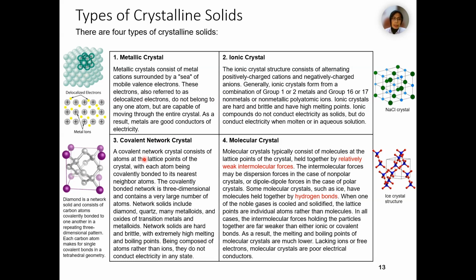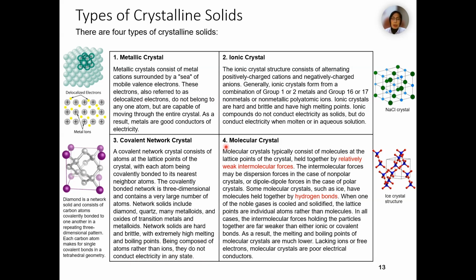The third is covalent network crystals. It is a crystal that consists of atoms at the lattice points of the crystal, with each atom being covalently bonded to its nearest neighbor atoms. You know that covalent bonding is a sharing of electrons. Because of the sharing of electrons, they have directional bonding. Because of the directional bonding, the atoms are in certain positions. So covalent network crystals are composed of atoms rather than ions. Because of that, they do not conduct electricity in any state.